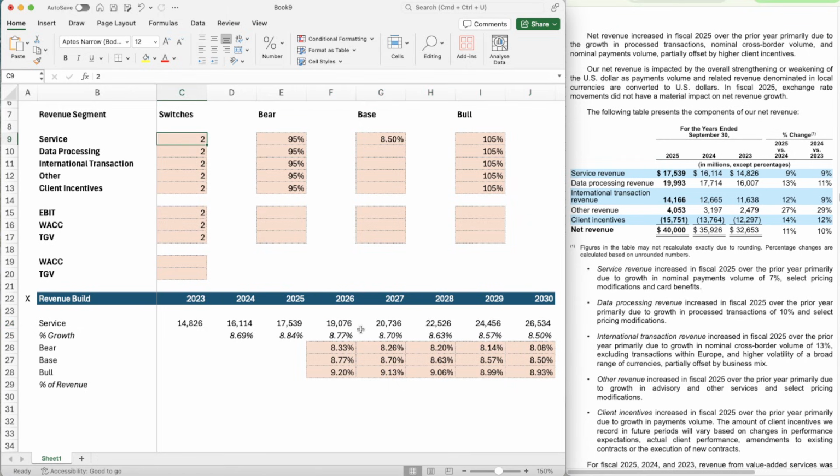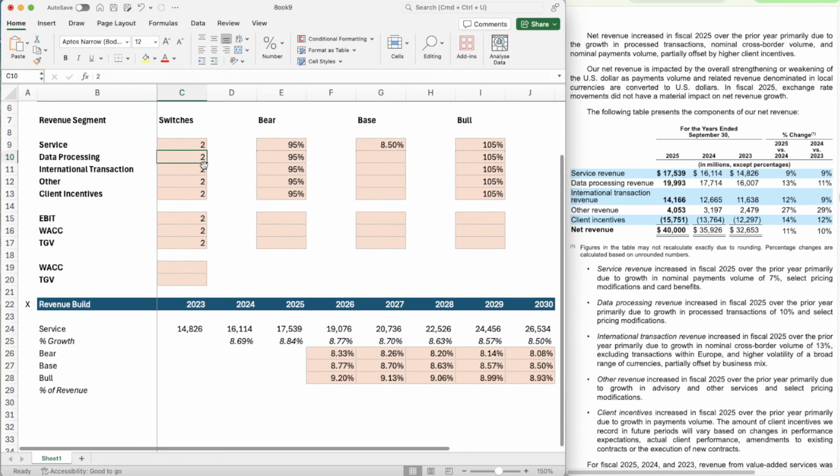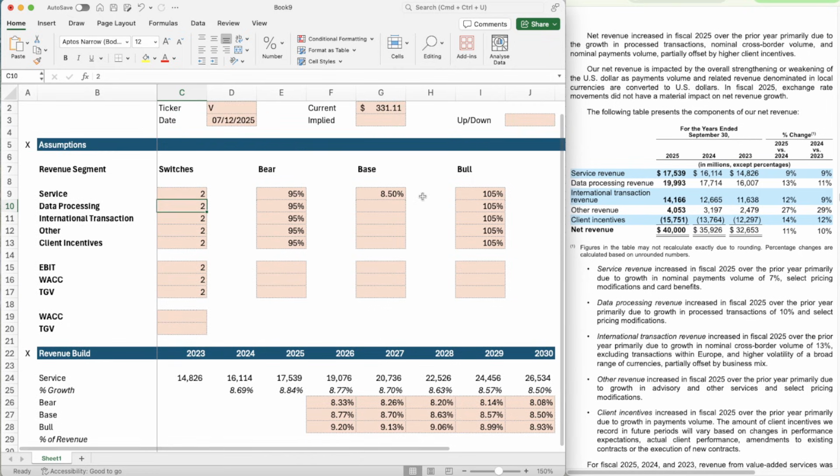Watch what happens. Remember these numbers here. Watch what happens when I change it to a bear case. If I put a 1 in there, it comes down. Come back to base and go to 3. And there we have it changing. So that's how we'll be able to flick through all of these different ones to get a range of implied share price, basically.